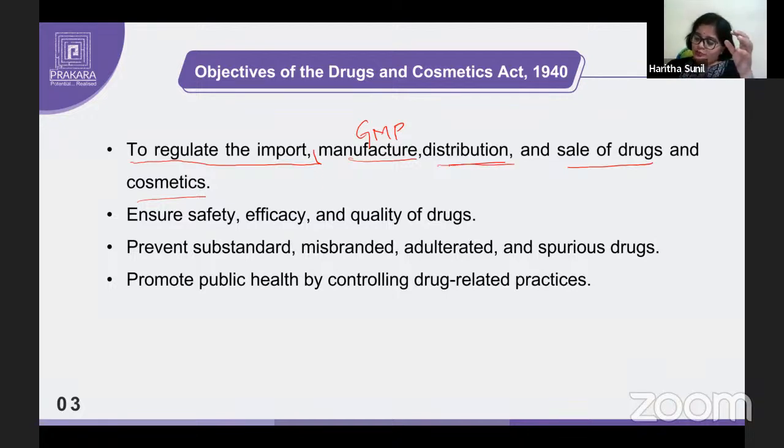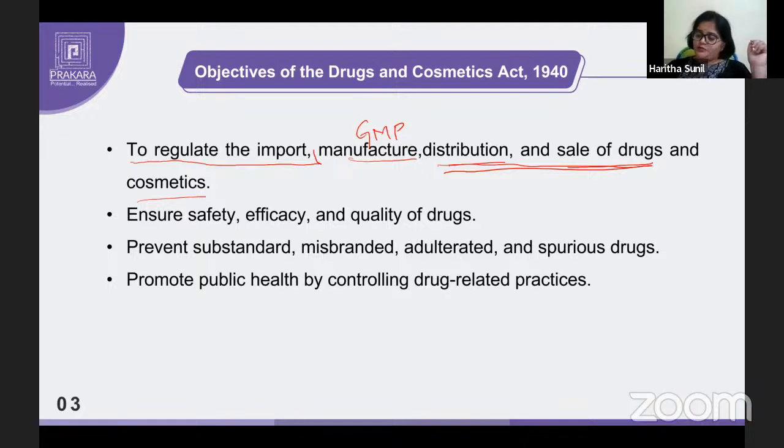Then coming to the distribution and sale of drugs, it ensures proper storage, handling, and sale through licensed distributors as well as pharmacies. It also regulates who can dispense the drugs, for example pharmacists. If people other than the pharmacist are dispensing the drugs, there may be a chance of misusing the drugs, or a chance of not dispensing the drugs properly.